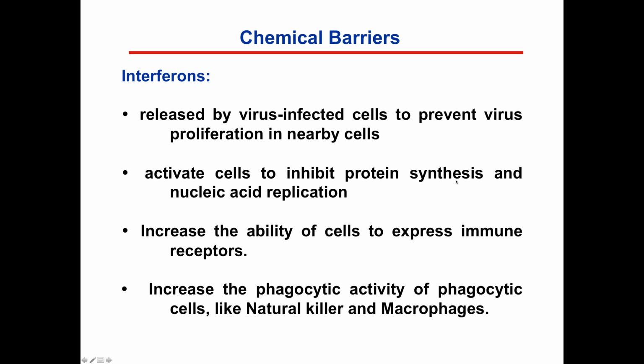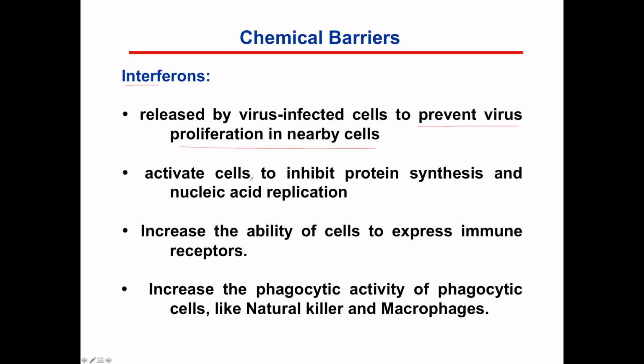Another chemical barrier are the interferons. These are a type of protein or peptide that's released by virally infected cells to prevent virus proliferation in nearby cells. We'll take a look at that mechanism in a minute. And that's why they're called interferons, because they try to interfere with virus or bacterial infection.